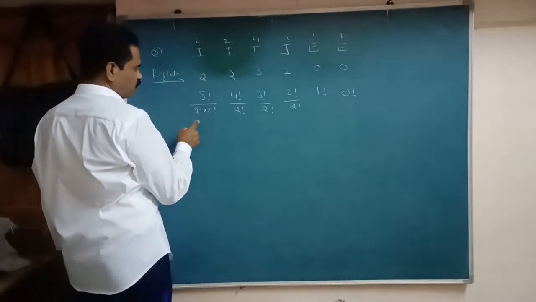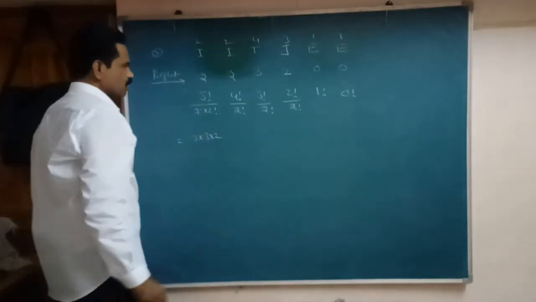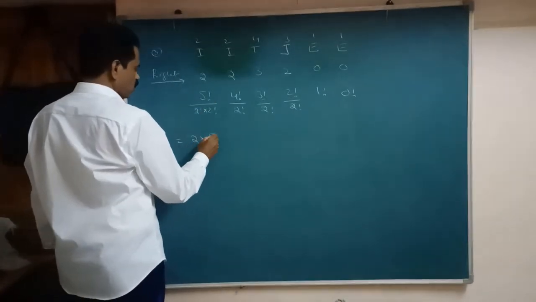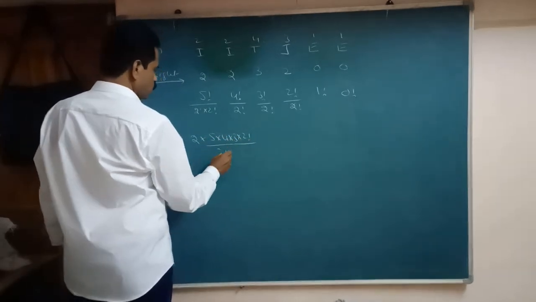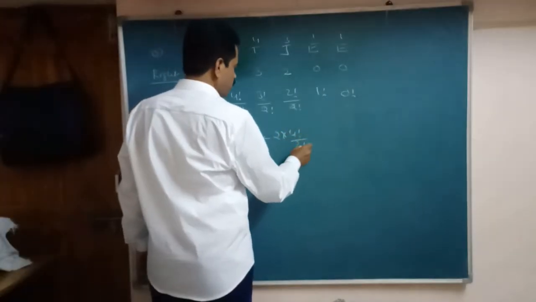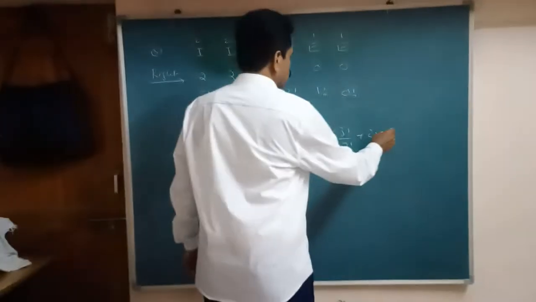5 factorial 2 to the 4. 4 means remaining what here? 5, 3, 2. Plus this 2 into 5 into 4 into 3 into 2 factorial by 2 factorial into 2 factorial. 2 factorial cancel, 2 factorial cancel. Plus 2 into 4 factorial by 2 factorial, 2 factorial, 2 factorial cancel. Plus 3 into 3 factorial by 2 factorial. Plus 2 into 2 factorial by 2 factorial. Plus 0, after that last add with 1.